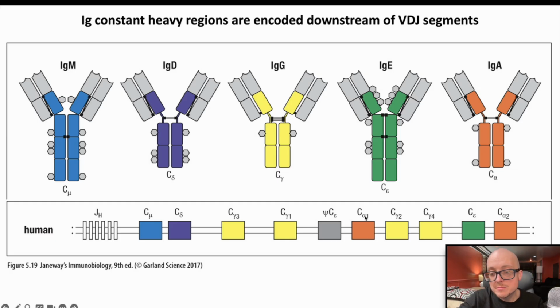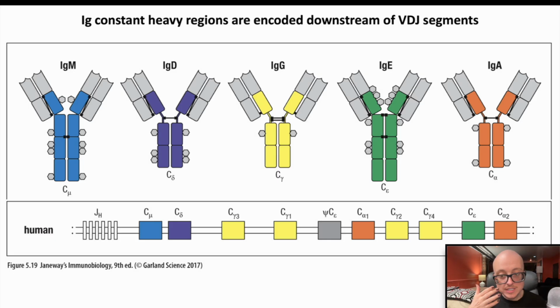Similarly, there are 2 subtypes of alpha constant segments, and so this would encode IgA1 and IgA2, while humans have a single functional constant epsilon, which will encode the IgE variant. You can notice that humans also have a pseudogene for constant epsilon, which is not functional, and therefore is kind of functionally irrelevant. We don't have multiple subclasses of IgE, but we have the leftovers of what was probably formerly a functional additional constant epsilon, meaning a former epsilon isotype that maybe we used to express in the past, but has now been rendered a pseudogene.